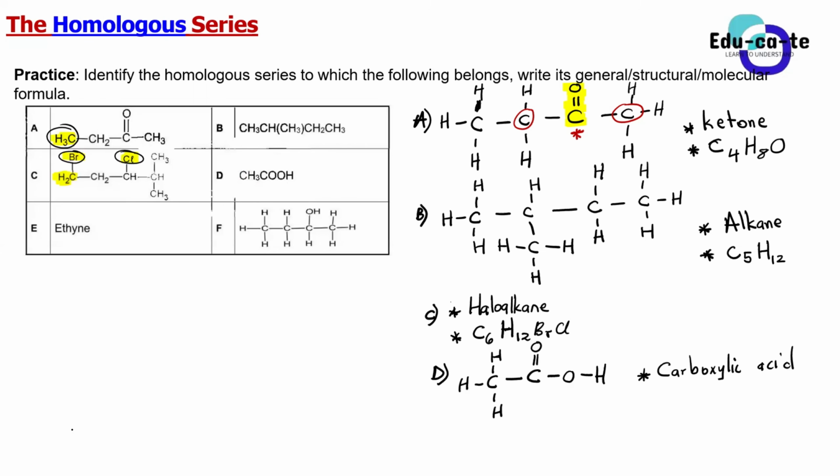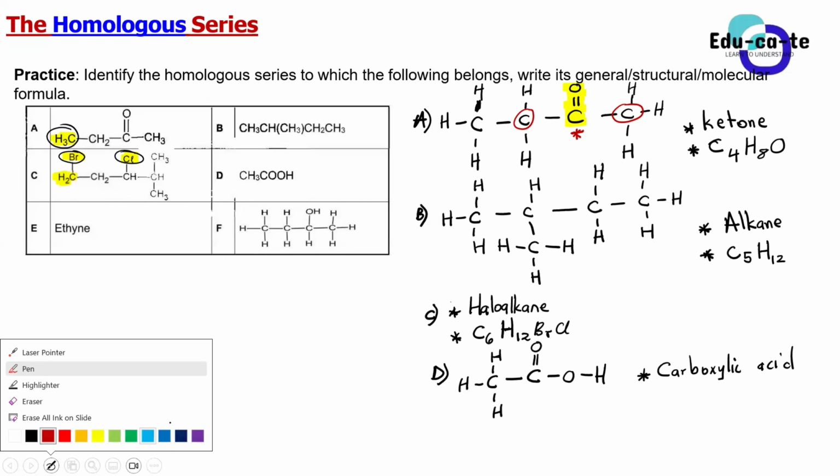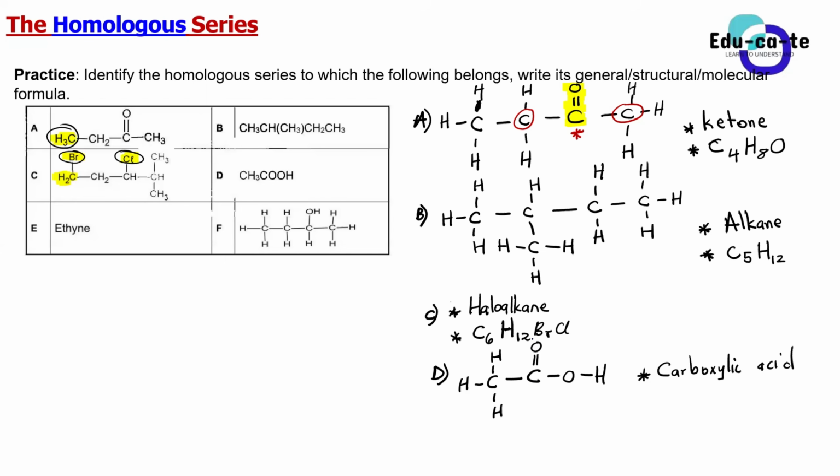Because it contains OH and the carbon is double bonded to oxygen and it contains OH. Yes, but give a better name for that functional group. What is the name of this functional group, guys? It's the carboxyl group. Yes, it's the carboxyl group.